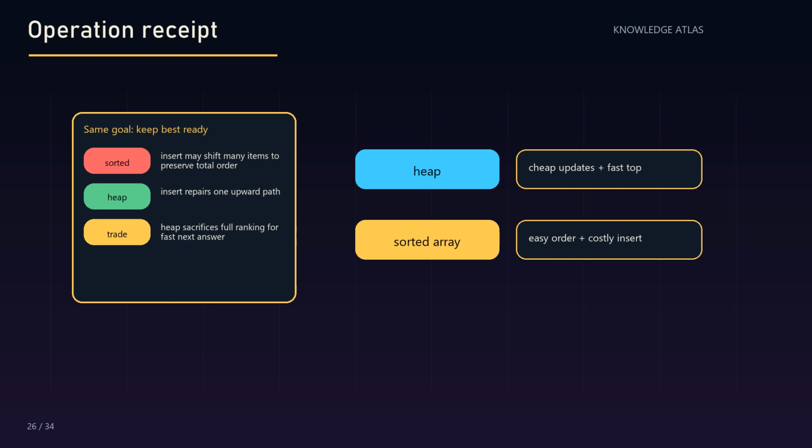Here is the operation receipt. Peek is cheap because the top is already maintained. Insert and extract cost a path repair. Arbitrary search is weak because the heap does not organize every key globally. That receipt is what tells you when the structure fits.